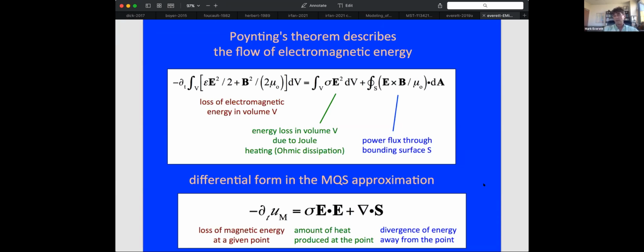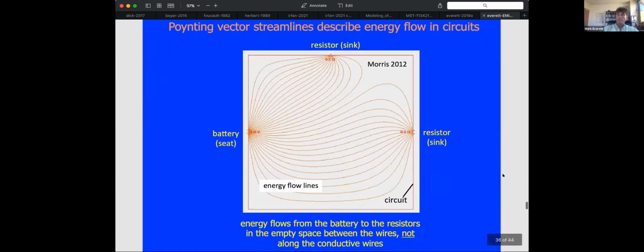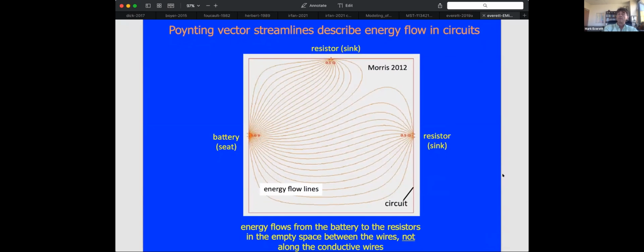So it's the stuff that goes away. Okay, now to understand the Poynting vector and the fact that the contours of the Poynting vector describe energy flow, it is helpful again to look at a circuit. So we have a simple resistive circuit.